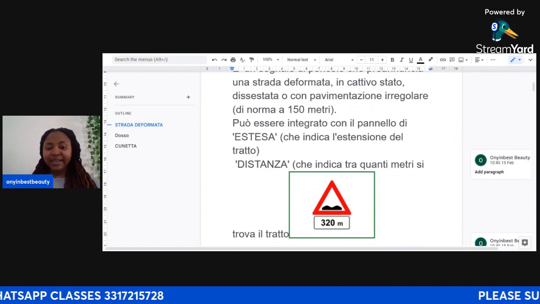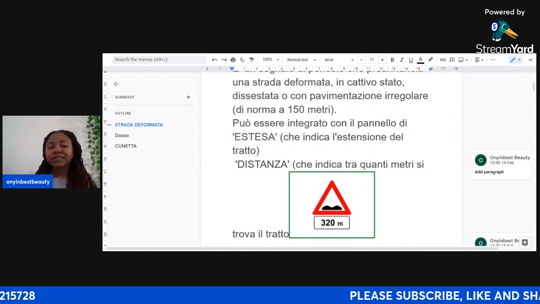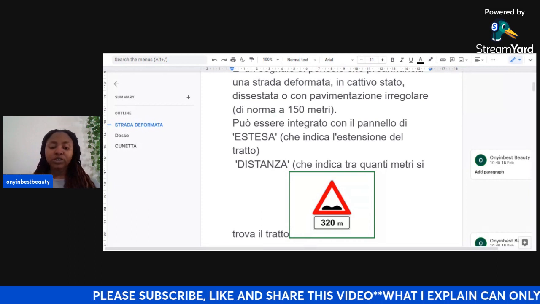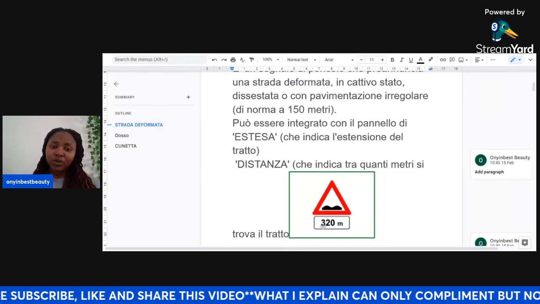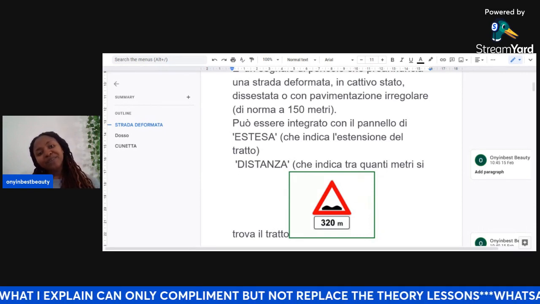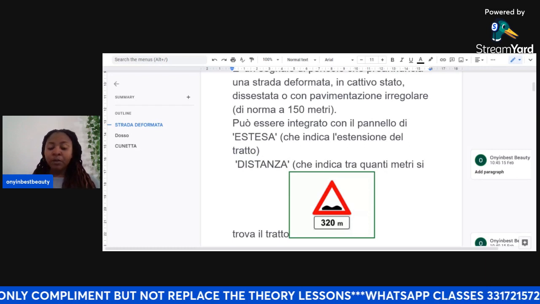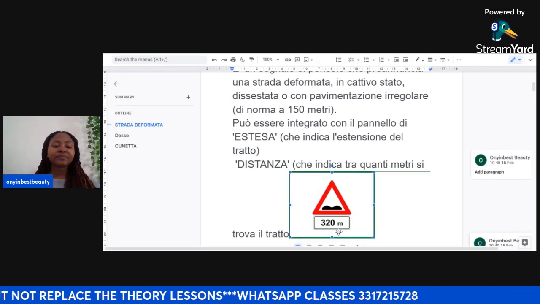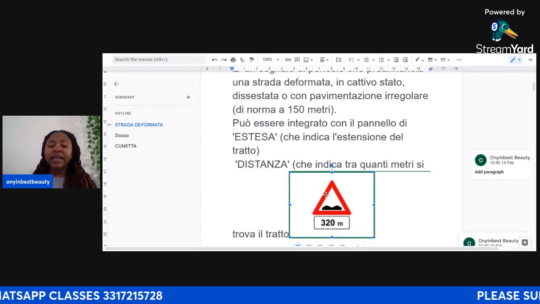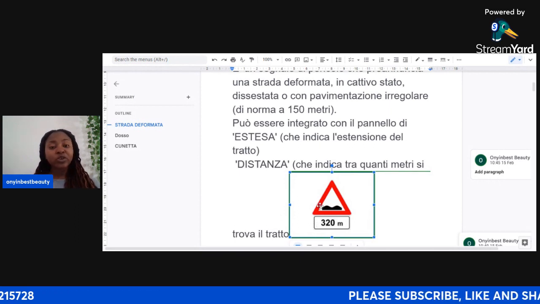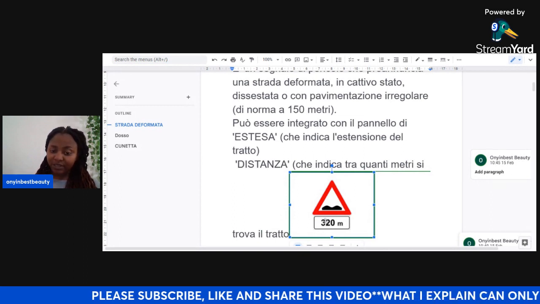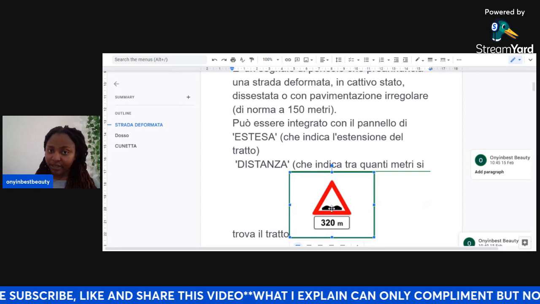Può essere integrato con il pannello integrativo. Now, this particular sign can be integrated with a pannello integrativo, indicating either the meters, or the extension, the length, or the particular limit you can run on that road. In this instance, it's telling us the distance. O distanza che indica tra quanti metri si trova il tratto. Now it's telling you the distance from this particular sign where you're seeing it to where you're going to find this particular road, this road with strada deformata.